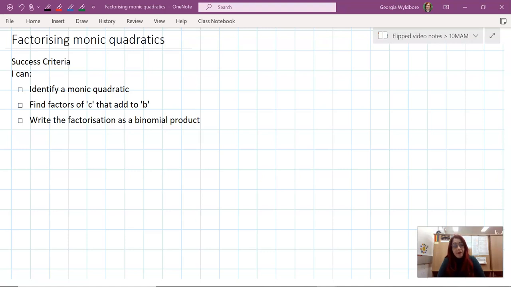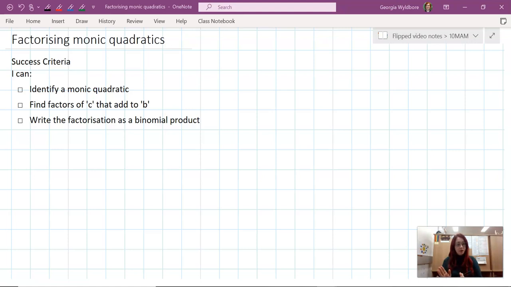This video is looking at factorizing monic quadratics. So for our success criteria for this video, we want to be able to identify what is a monic quadratic, find factors of C that add to B. It might not make a whole lot of sense right now, but it will later. And we want to be able to write that factorization as a binomial product.